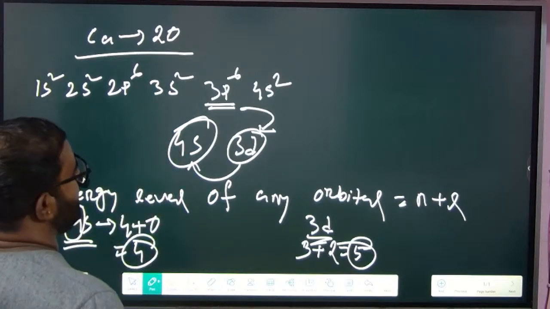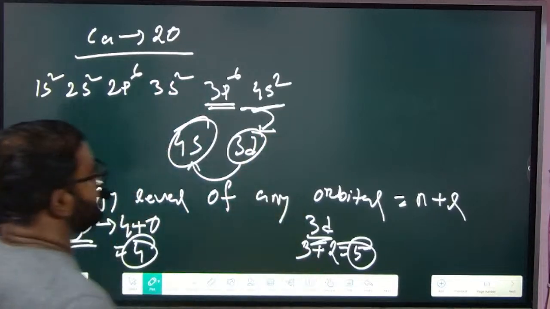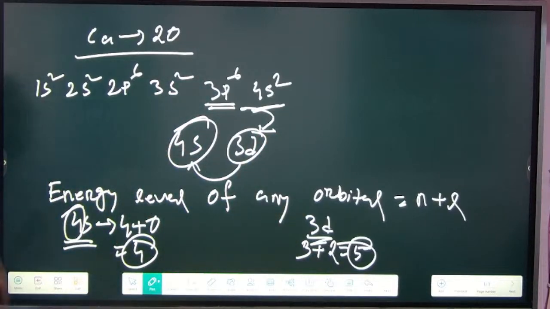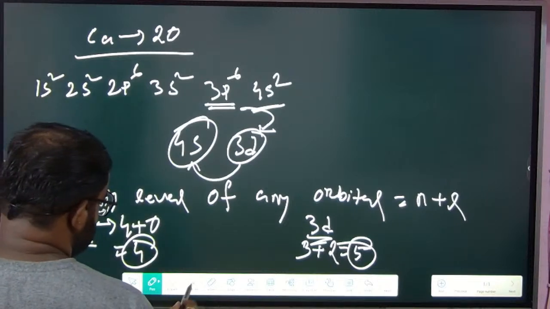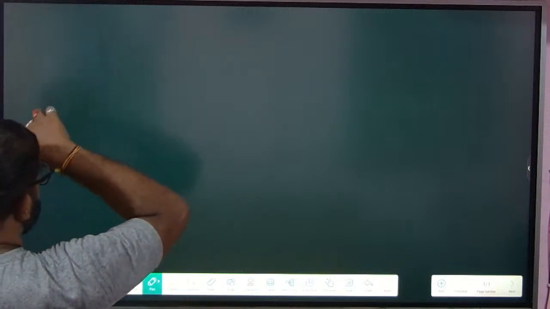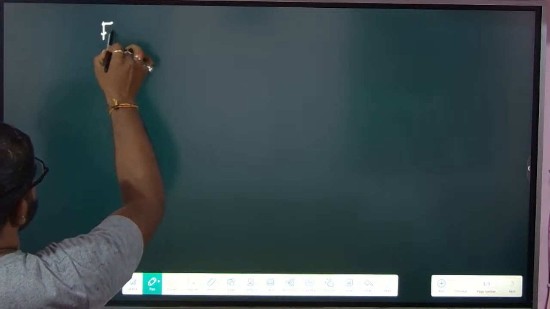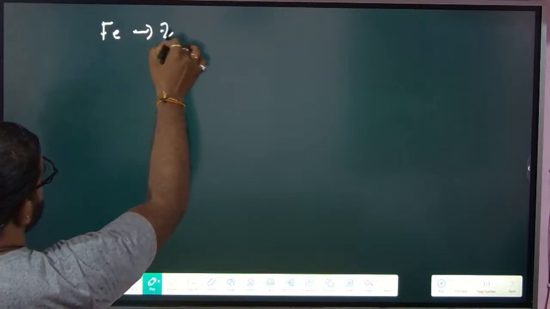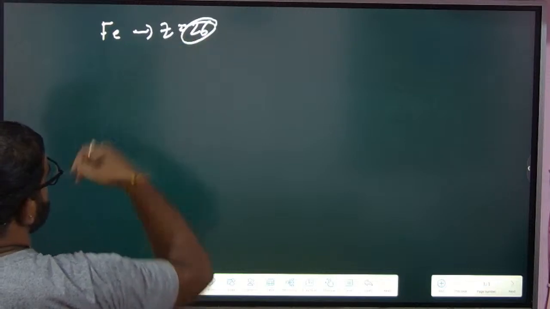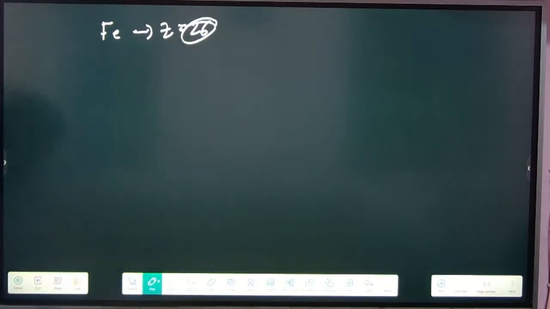So that's why we have 4s here. So this is the configuration of calcium. Okay. Now we will take, suppose, iron, whose number of electrons is 26, atomic number 26. What is the configuration?